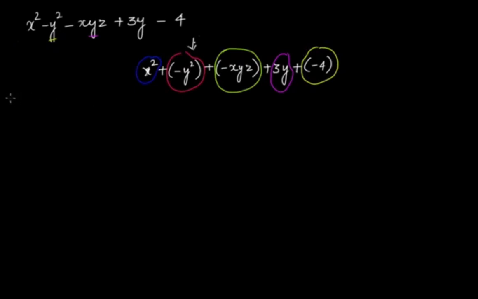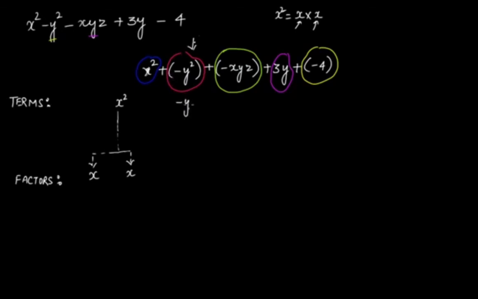Let's take each term one by one and let's try to find out their factors. So the first term is x squared. Now x squared can be written as x times x, right? So this is one factor, this is another factor. So if we have to write its factors, they are x times x. So these are the factors of the term x squared.